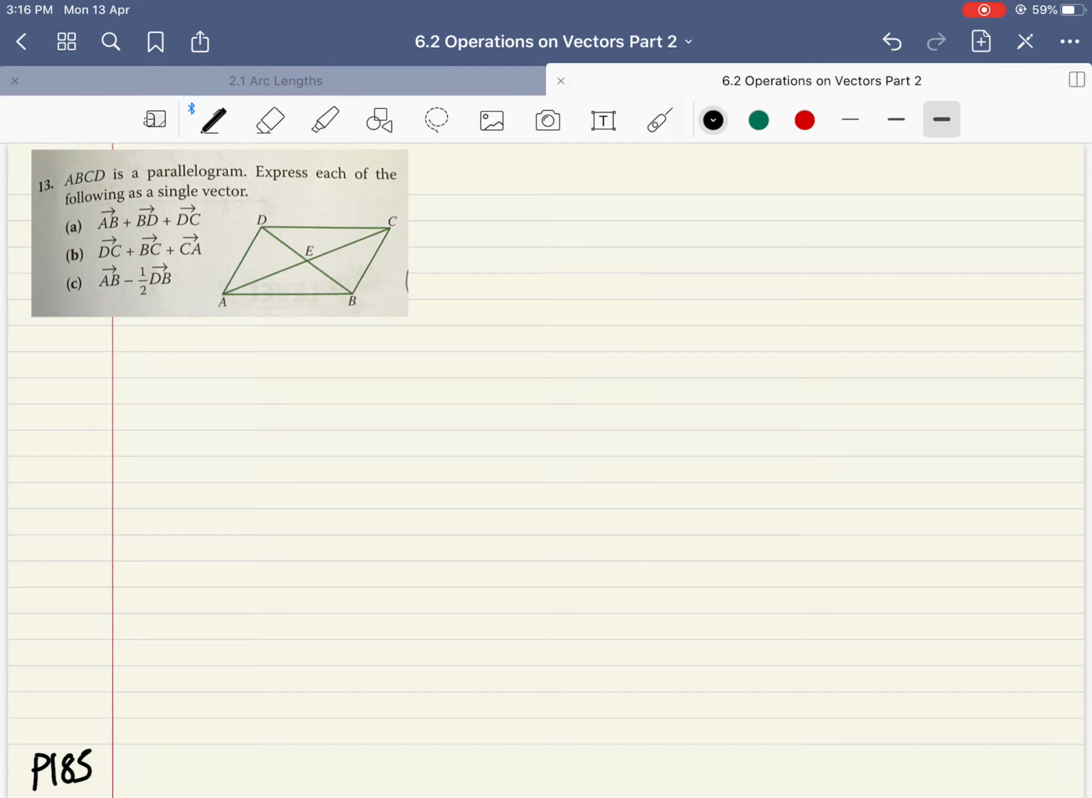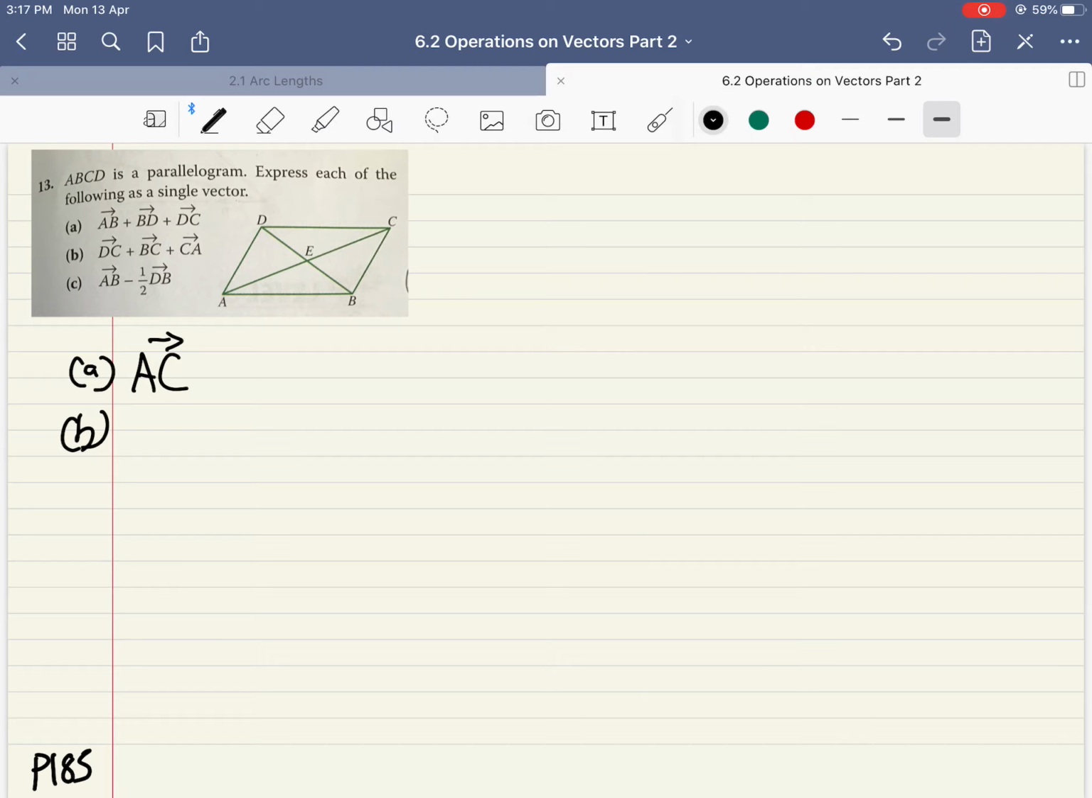Okay, I'm now on question 13, on page 185. It's given that ABCD is a parallelogram. Express the following as a single vector. So AB plus BD plus DC is simple. I started here, I ended here. So my resultant vector is from A to C. So for part A, what I get is simply AC.